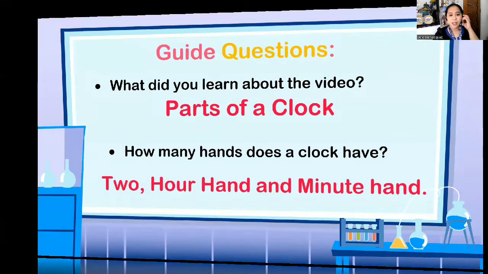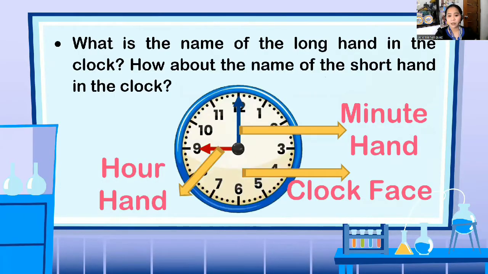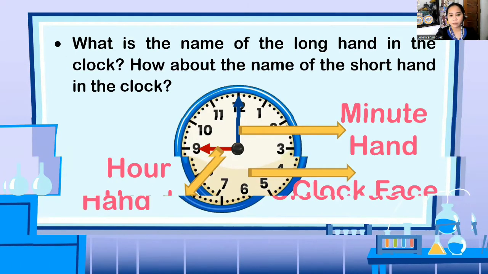To proceed, let's discuss those parts of the clock. So the parts of the clock are, this is the face of the clock. And the face of the clock has 1, 2, 3, 4, 5, 6, 7, 8, 9, 10, 11, 12. So 1 to 12 numbers. And then the long hand of the clock is called the minute hand. And then the short one is the hour hand.